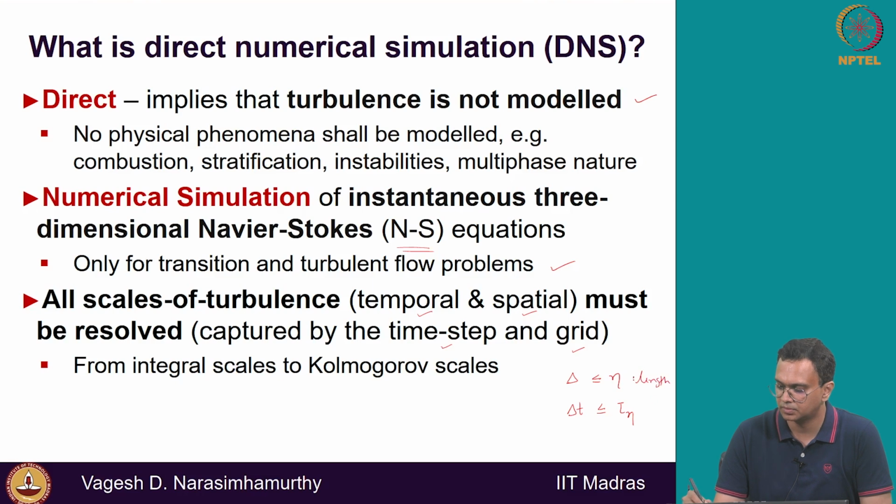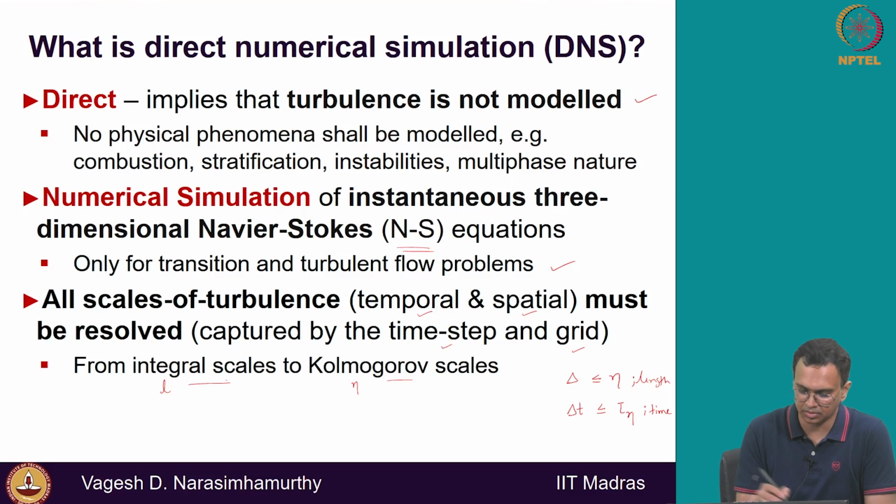The length, the time scale. So that means you need to capture all the way from the integral scale to the Kolmogorov scale. And we have seen from the Kolmogorov hypothesis what the ratio between them is. Suppose this is your integral length scale L and this is your eta, we have seen the separation, right?